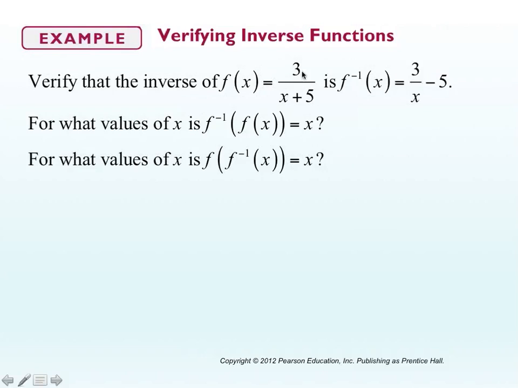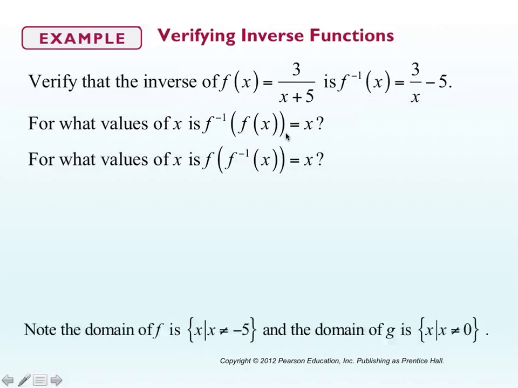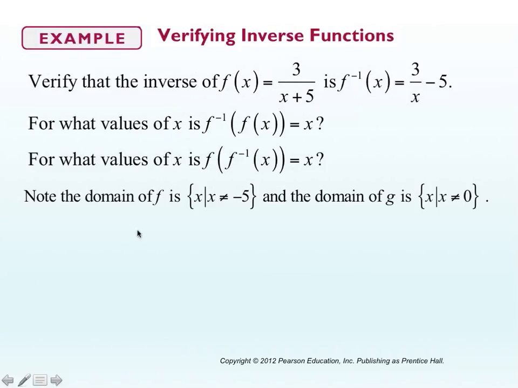So let's look at this right here. We have f of x equals 3 over x plus 5, and f inverse equals 3 over x minus 5. We want to find for what values of x is f inverse of f of x equal to x. So we want to note that the domain is x not equal to -5, and the domain of g is going to be x not equal to 0. Because when we plug 0 into our f inverse function, it's going to be 0. And when we plug -5 into our f of x function, again, the denominator is going to be 0, which causes all kinds of issues.